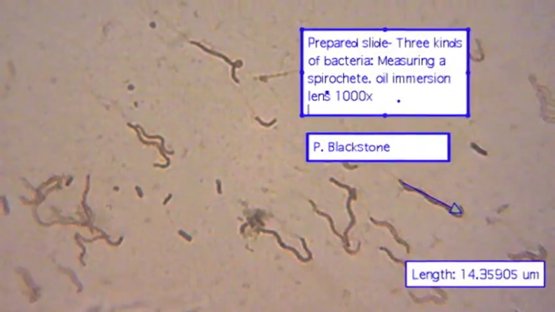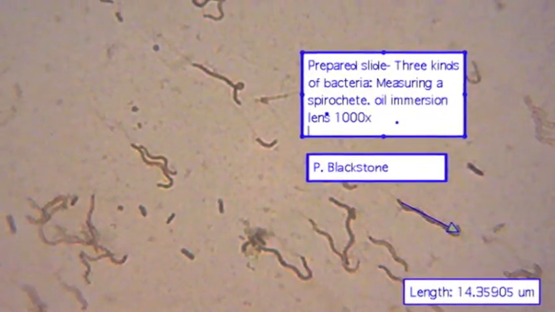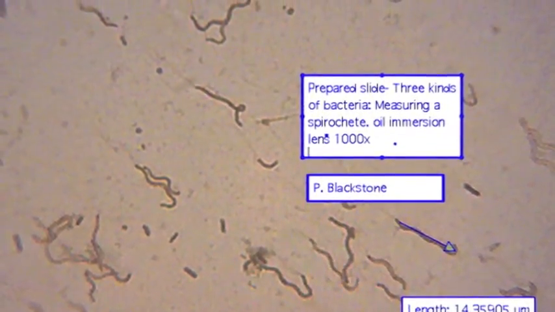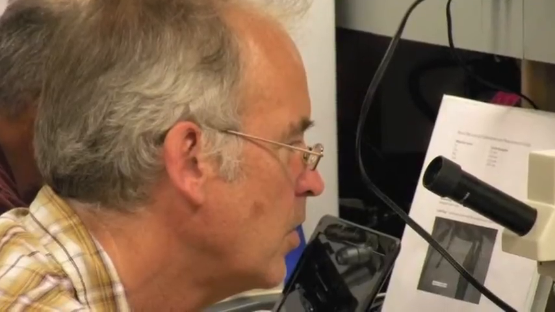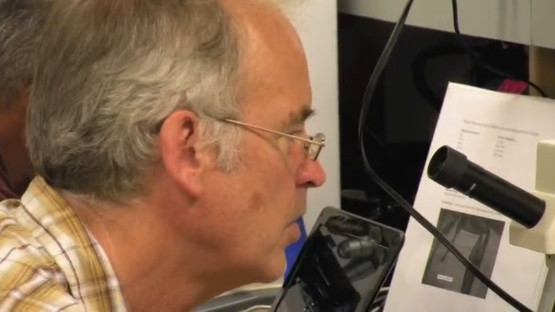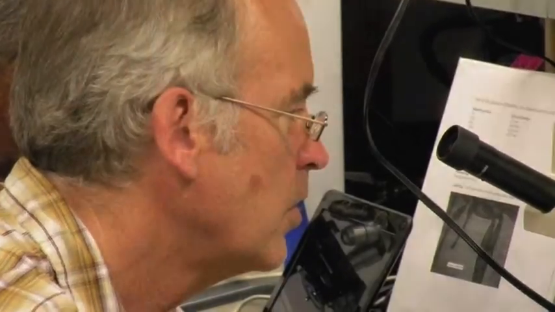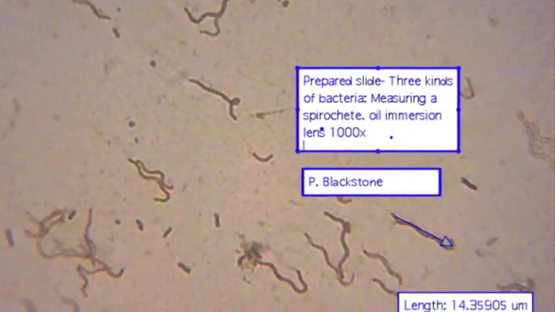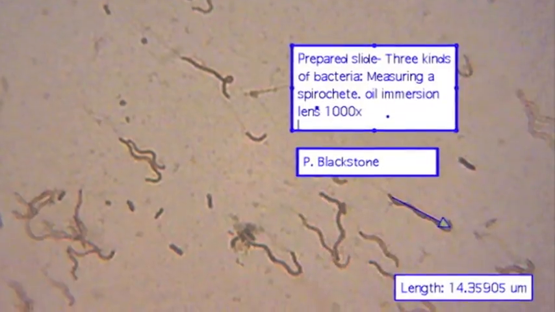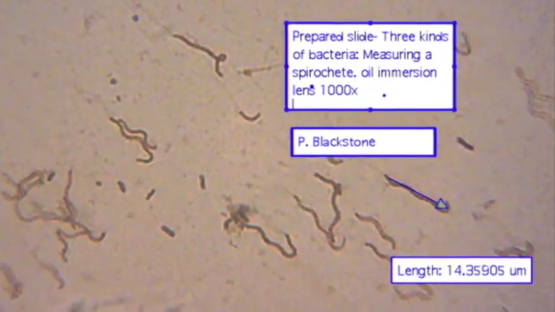I chose this image of a spirochete. It was from a slide that showed all three kinds of bacteria. I chose it since we're studying Lyme disease, and Borrelia is a spirochete, and it has such an impact on human health, as we've learned. Syphilis is a spirochete as well.